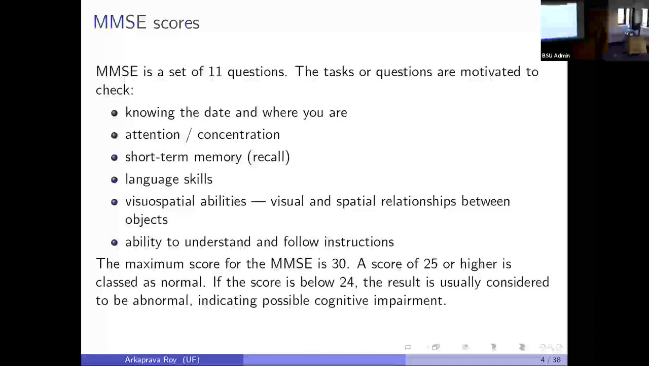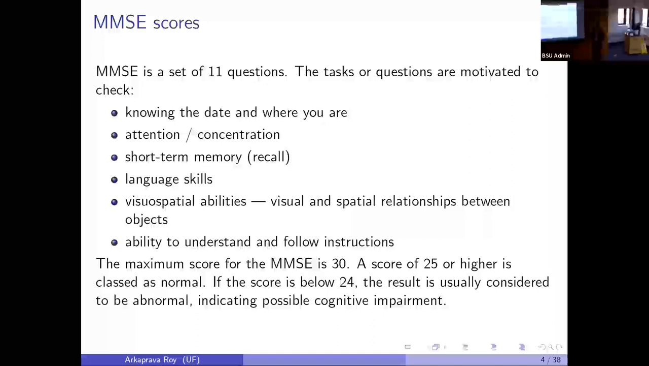The MMSE is actually a set of 11 questions. You have a sheet of 11 questions on different types of things, like knowing the date and where you are, attention, concentration, short-term memory, language skill, visual spatial ability, and the ability to understand and follow instructions. The maximum total score is 30. Usually normal cognition people score more than 25, and anything below 25 is cognitively impaired. AD patients usually score less than 16. So this is one of the scores used to understand a person's cognitive functioning.